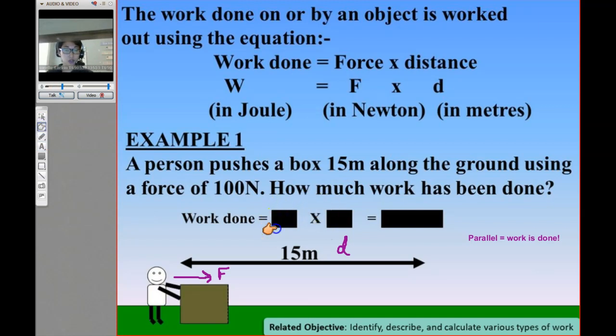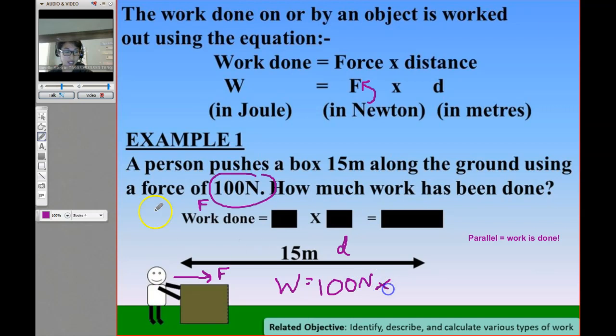So again, work equals force times distance. What was the force in our problem? Take a look at our problem here. What was the force used on the box? Remember, we're looking for a number that ends in newtons. Yeah, 100 newtons. So 100 newtons right here is our force. So that's what we're going to fill in for our first blank. So work equals 100 newtons times, what's our distance? Take a look, annotate your problem here. What is our distance that the box moved?